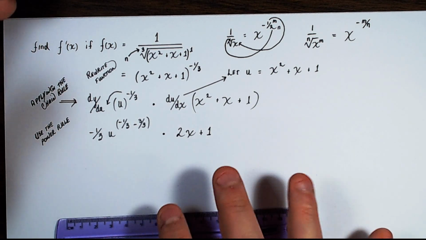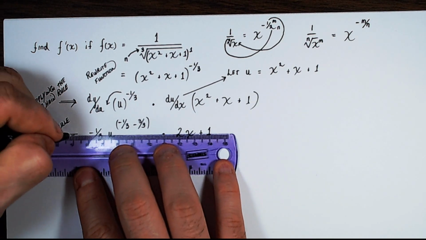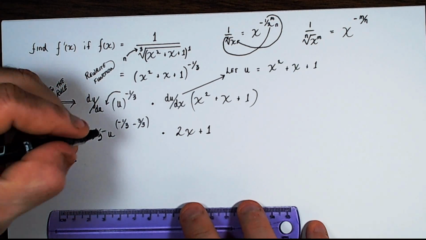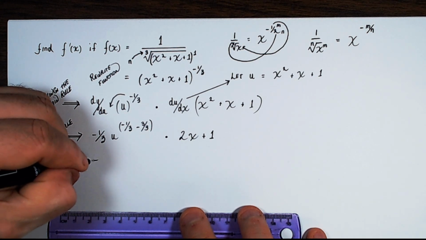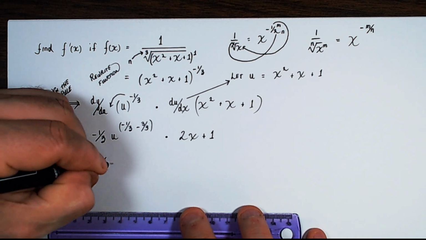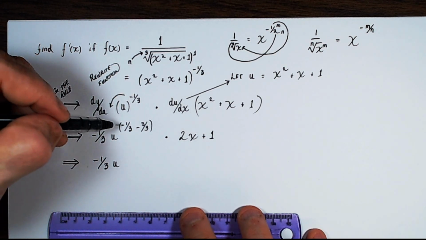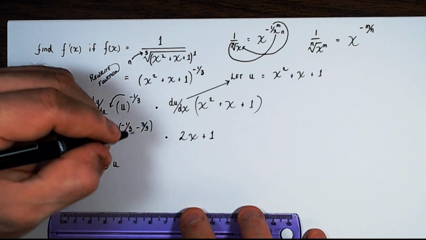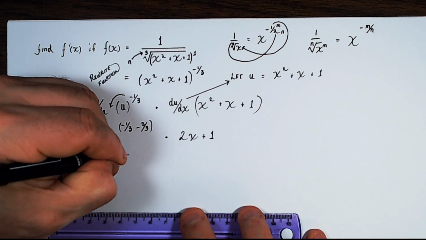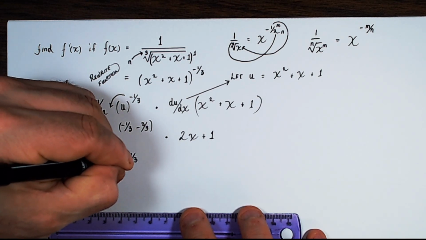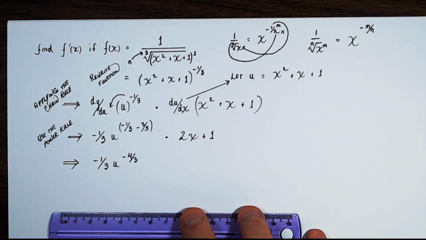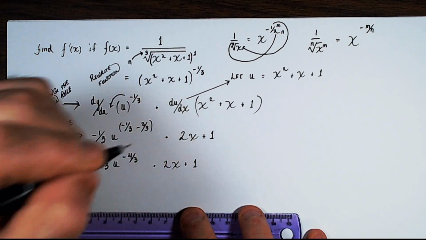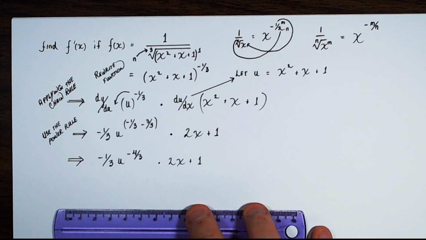So now let's keep working. Now we're just going to simplify negative 1/3 u. Now what is negative 1 minus 3? So it gets more negative. It's negative 4 over 3. Okay, there's your times 2x plus 1. Okay, so far so good.